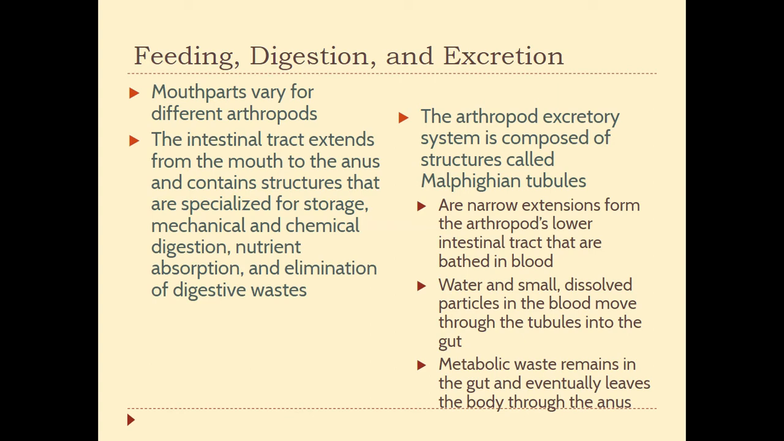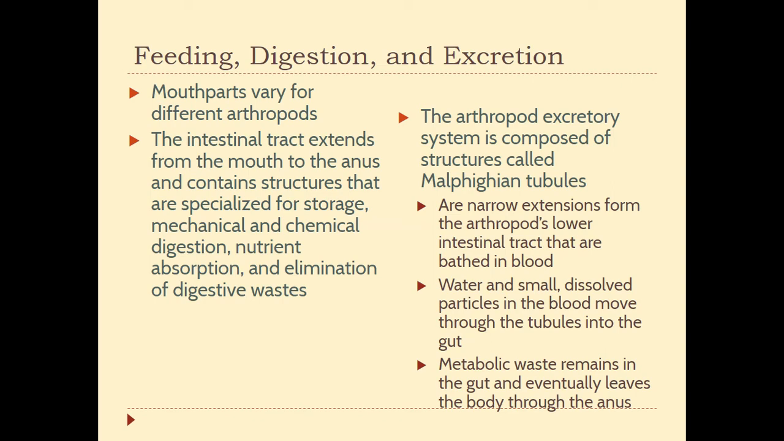So when we talk about feeding, they have a variety of mouth parts depending on the food that they are trying to eat. The intestinal tract for arthropods will extend from the mouth all the way down to the anus and contains specialized structures that will store and both mechanically and chemically digest food and then eliminate waste products. And so they are a little bit more specialized than our cephalopods and our other organisms before this.